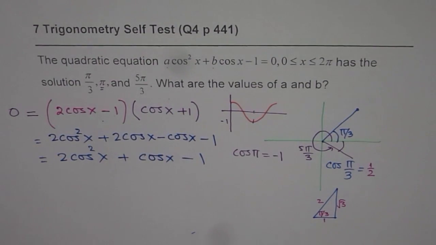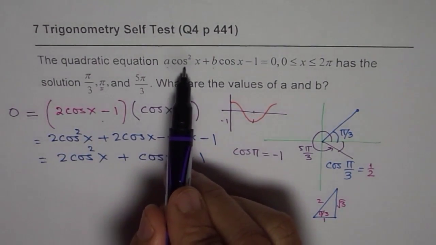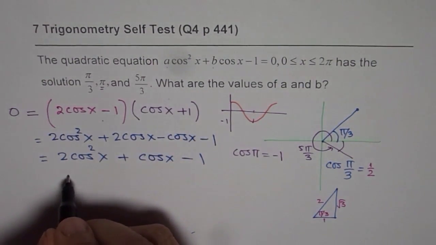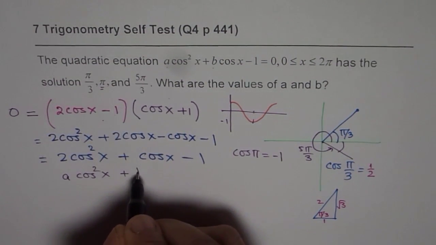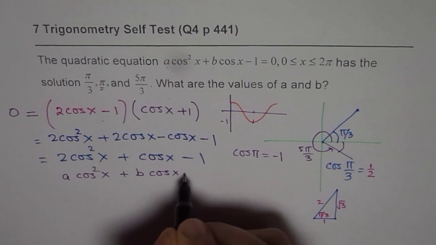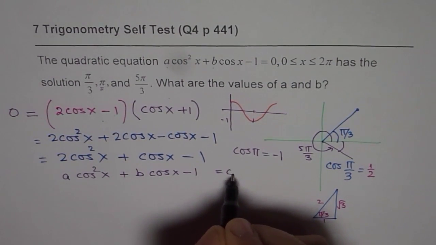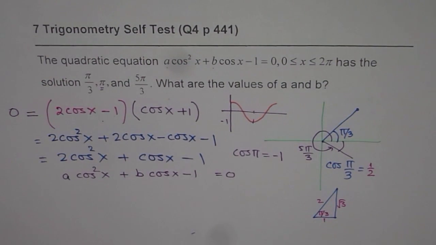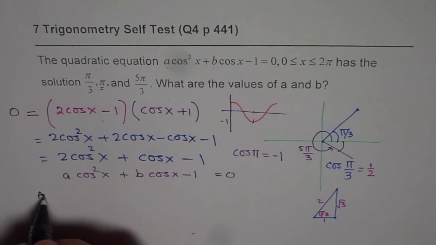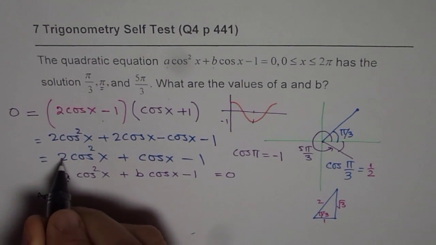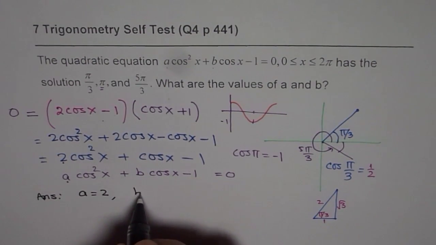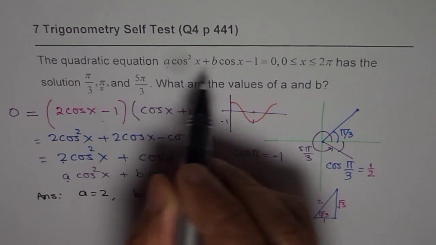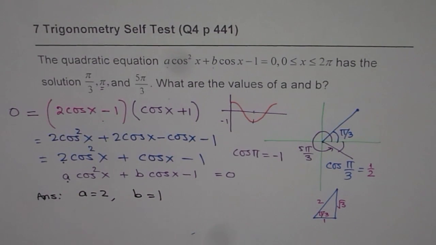Now what we should do is compare our equation with the given equation, which is a cos square x plus b cos x minus 1 equals 0. If you compare these equations, you can write down your answer. Your answer is a equals 2, right? a equals 2, b equals 1. These are the two coefficients which you wanted to find. So these are our answers.